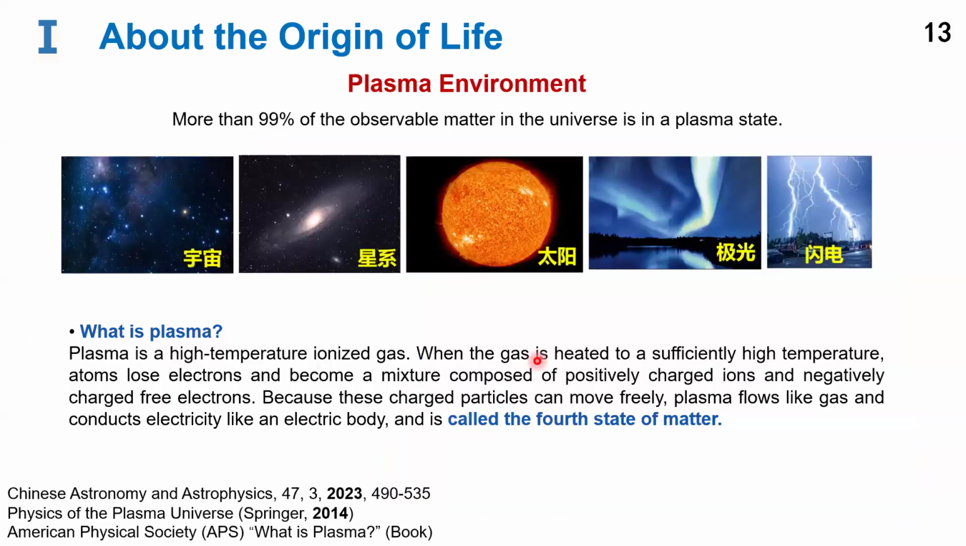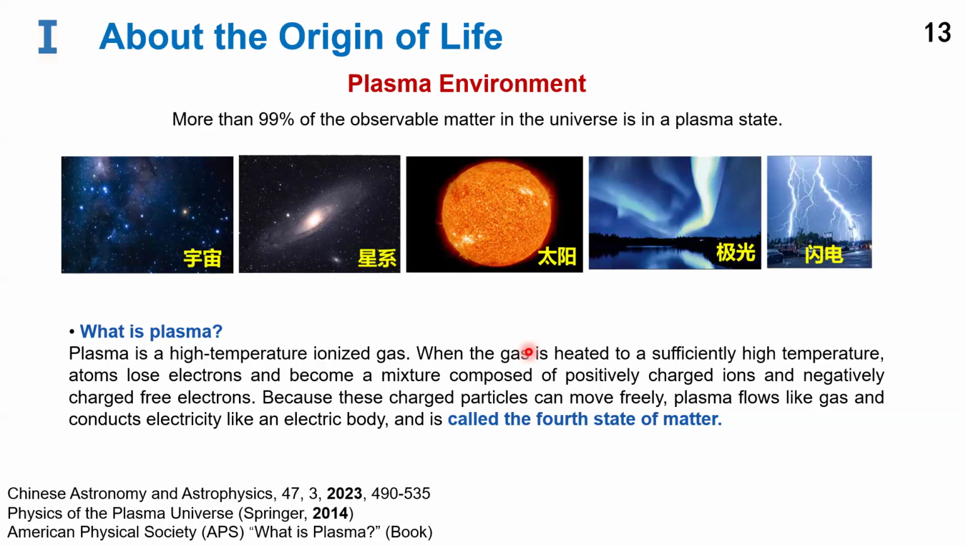It is worth noting that the plasma environment is very important. It is known to us that more than 99% of the observable matter in the universe is in a plasma state. So what is plasma?